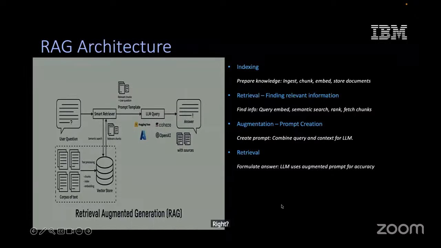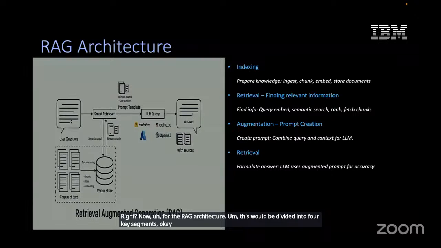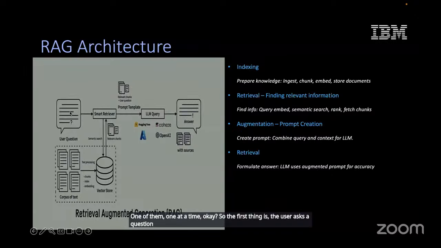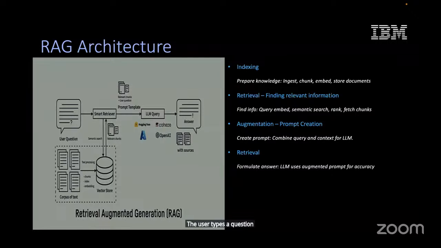Right? Now, the RAG architecture would be divided into 4 key segments. Let's look at them one at a time. So the first thing is the user asks a question. I think everybody knows that for ChatGPT, you just open it and type in your question. Whatever your question is, the user types a question. And then we have something called a smart retriever.